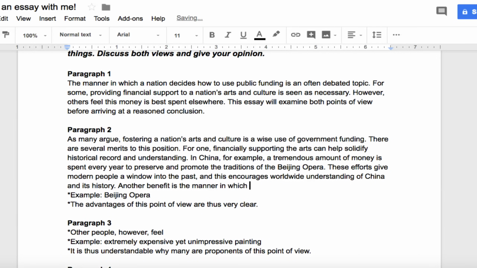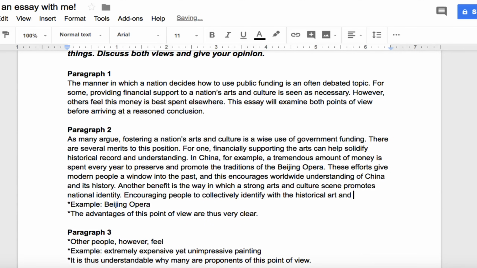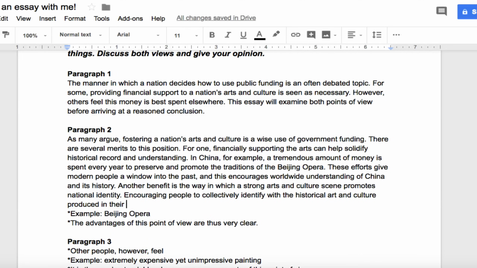So another benefit is, let's say, the manner in which a strong arts and culture scene promotes national identity. I'm just going to switch the manner just because we used it at the beginning of the essay. So another benefit is the way in which a strong arts and culture scene promotes national identity, encouraging people to collectively identify with the historical art and culture produced in their nation, and helps to establish peace and stability.